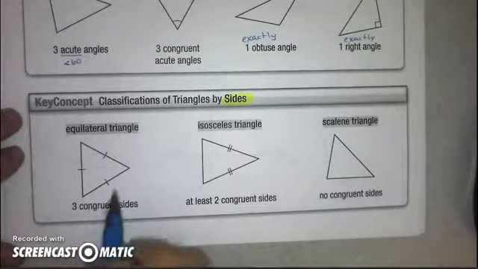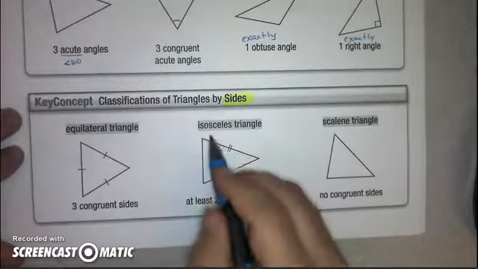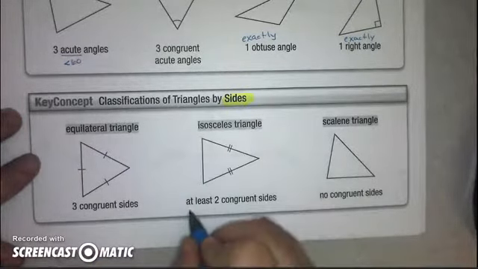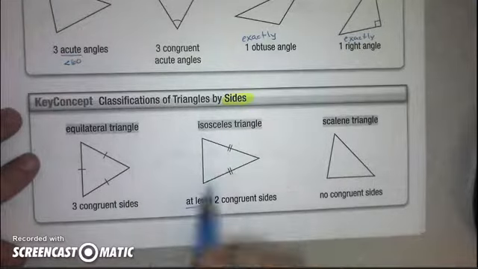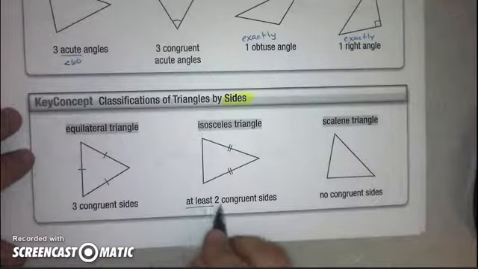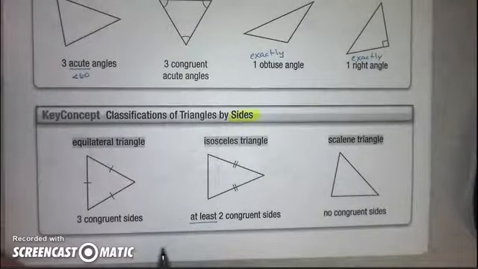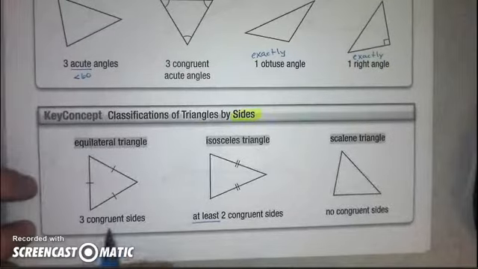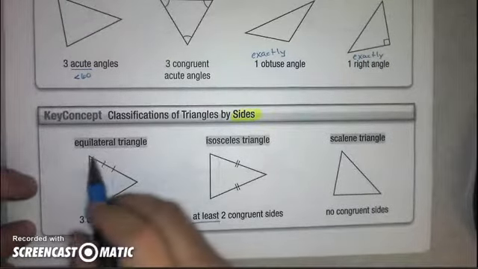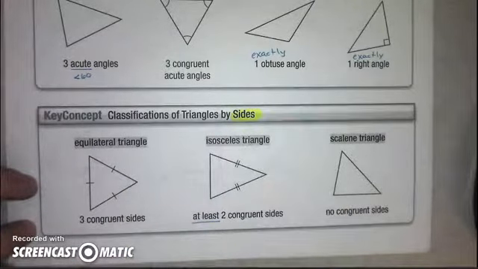So if all three sides are congruent or of equal length, we call it equilateral. If we have at least two congruent sides, then it's isosceles. So here's my question. If all three are congruent, does that mean at least two are congruent? Hopefully you're making some kind of an answer, otherwise I'm asking a question for no reason. But the answer is yes. If three are congruent, that is at least two. So equilateral triangles are always isosceles as well. But not all isosceles are equilateral.